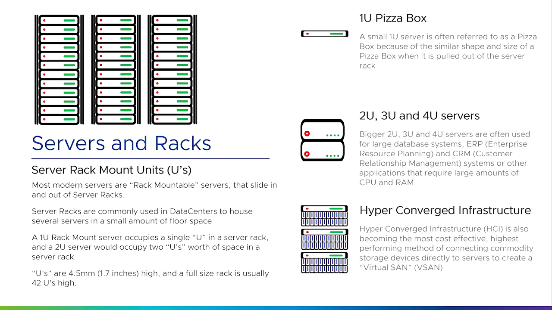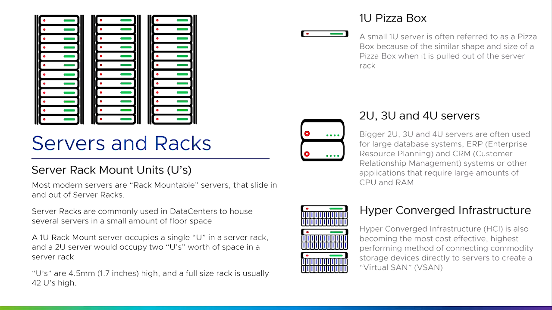So the most common type of server that I see in my day-to-day work is a 1U server that most people call a pizza box, because of the similar shape and size to a pizza box when you pull it out of the rack on rails to slide out to either install it or service it or remove it.